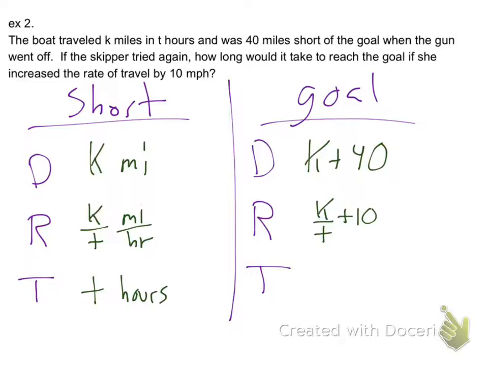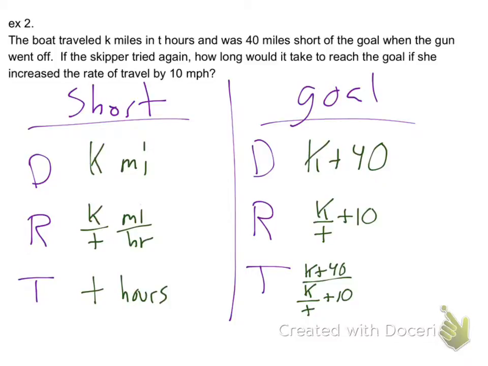So time is distance divided by rate. If I really wanted to save a lot of time, I'd just put a line underneath the distance and the rate and say, there it is. But I'm not doing that. We are actually going to write it out. So K plus 40, over K over T plus 10. That sets up a complex fraction.